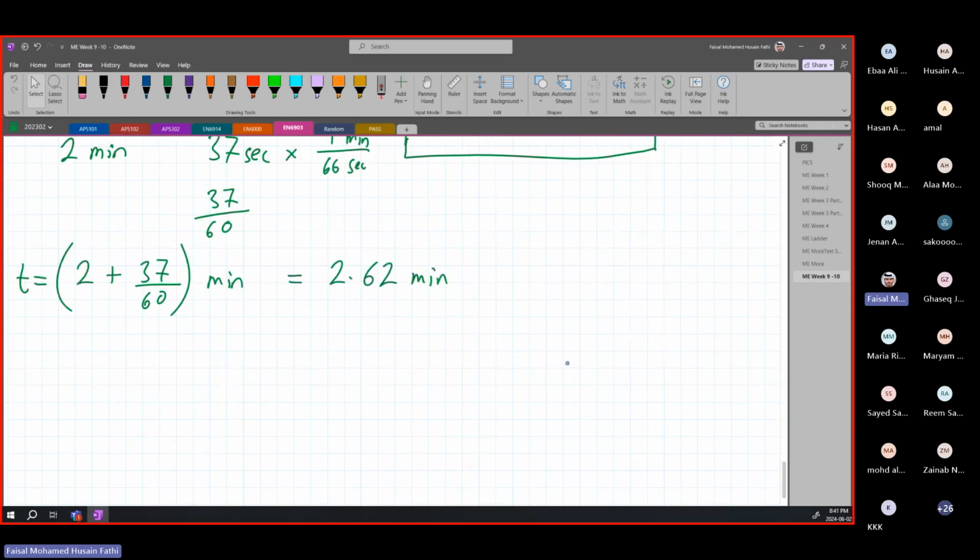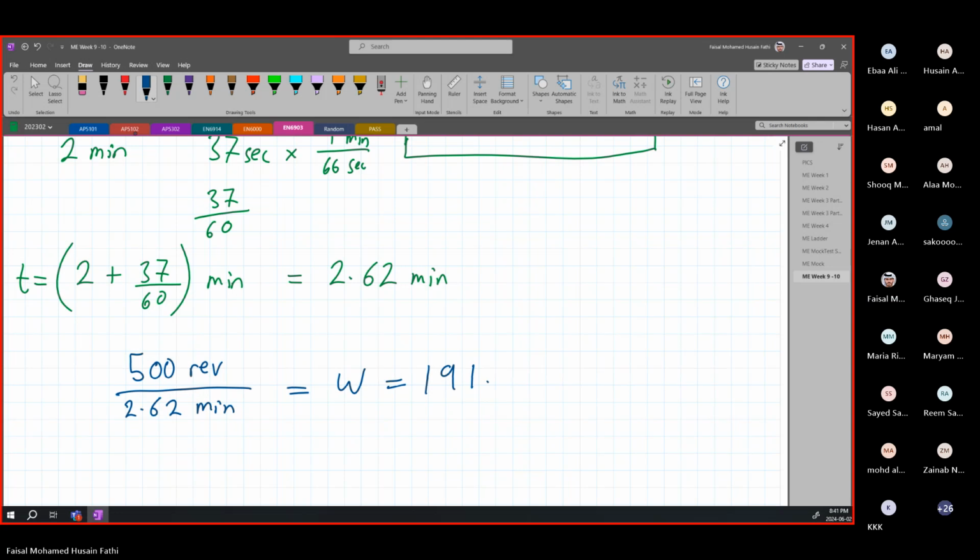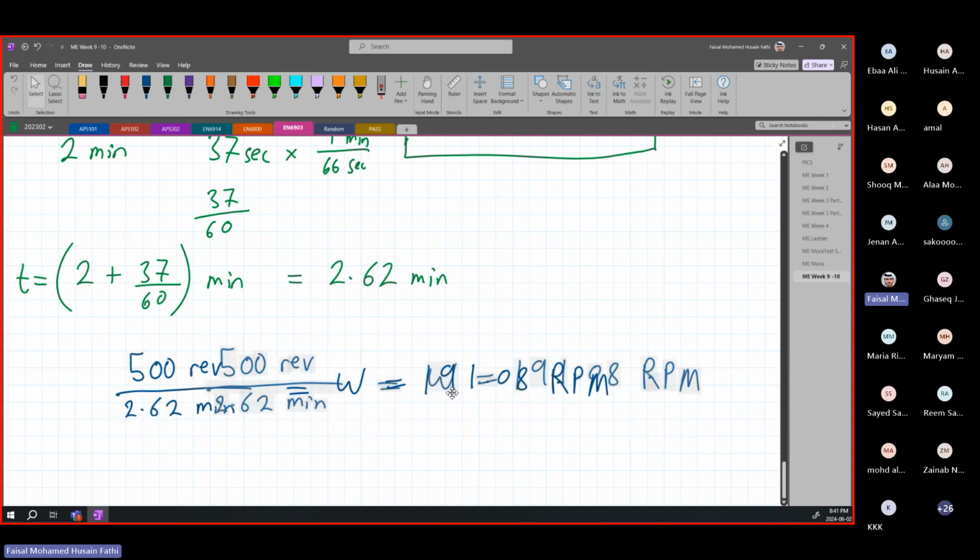How do we do that? Very simple. All you do is take your revolutions, 500 revolutions, and we want it per minute. So what is the minutes here? 2.62. You divide this, and then you're going to get your angular velocity, 500 divided by 2.62. You're going to get it in terms of RPM. So it's 191.08 revolutions per minute. This is the first thing I'm going to do. I didn't even read the question.